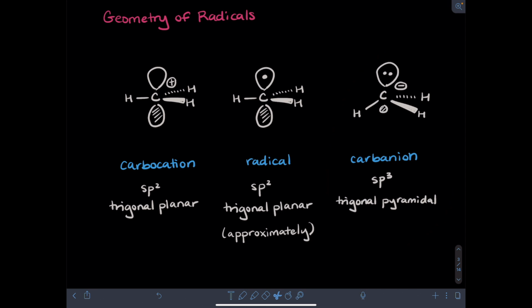Radicals, which contain a single electron, are between these two extremes. The structure and geometry of radicals is a bit complicated, but we're going to approximate their geometry as being trigonal planar, meaning that we'll approximate the radical as being sp2 hybridized with a single electron in a p orbital that is above and below the plane of the radical molecule. The geometry of this radical is going to become important in future videos where we're going to talk about stereochemical outcomes for radical reactions.